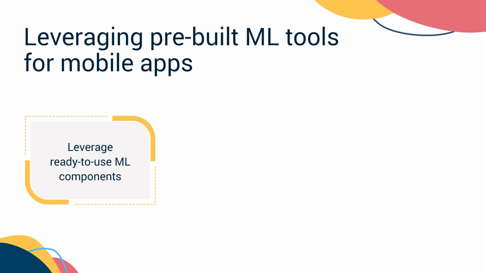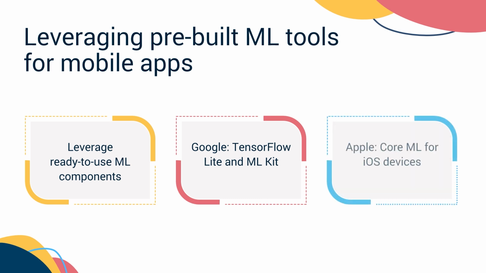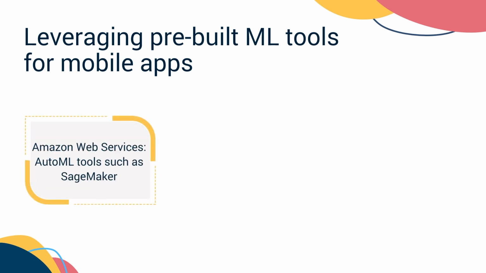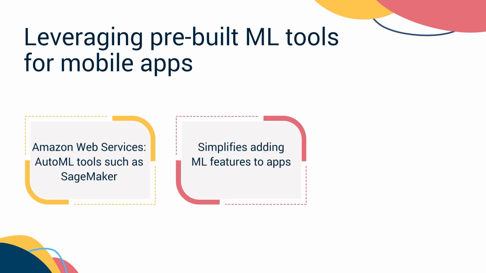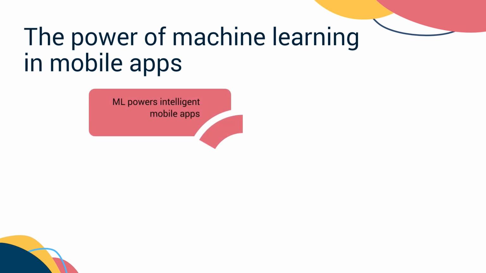While building ML models from scratch is rewarding, leveraging ready-to-use components can save time and effort. Companies such as Google, Amazon, and Apple offer robust tools for integrating machine learning. For example, Google provides TensorFlow Lite for cross-platform apps and MLKit, which integrates seamlessly with Android and iOS. Apple's Core ML is optimized for iOS devices, while Amazon Web Services offers AutoML tools such as SageMaker to streamline the development process. These tools make adding ML features to your app as straightforward as integrating a plugin.